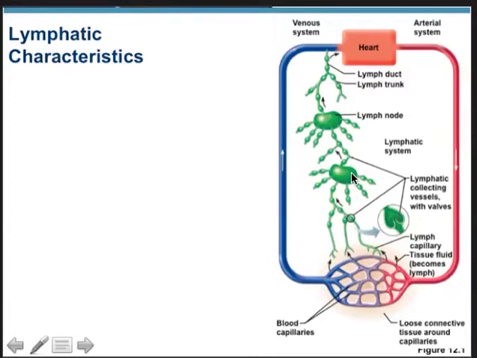fight the invader. Eventually, this filtered lymphatic fluid will flow probably through a series of lymph nodes, and then once it exits the lymph nodes, it will rejoin the general circulation, the venous return, up near the right and left subclavian veins, which run right underneath the clavicle.